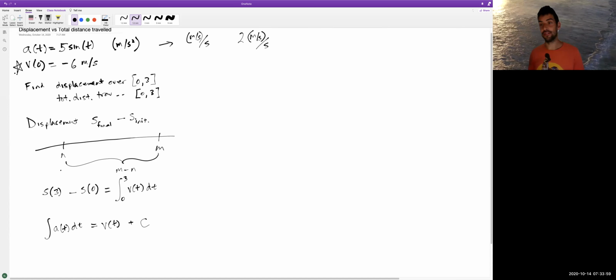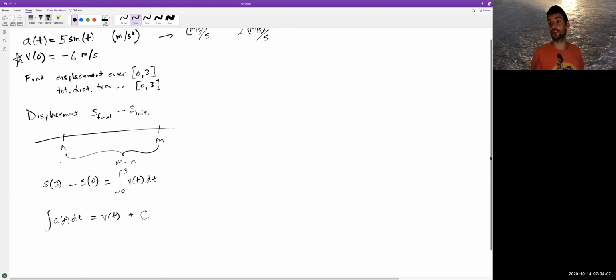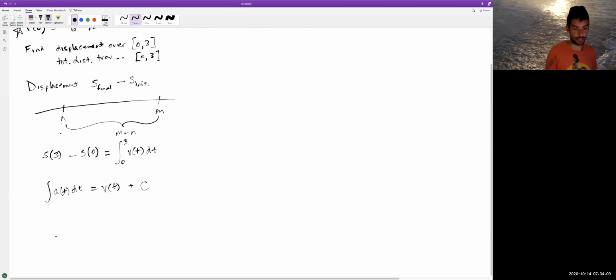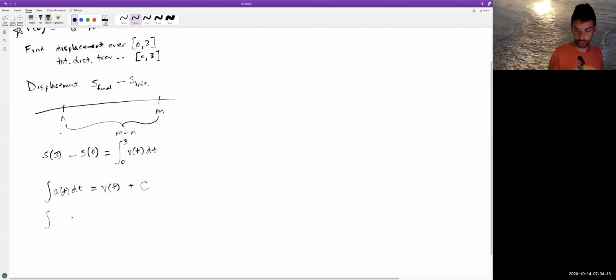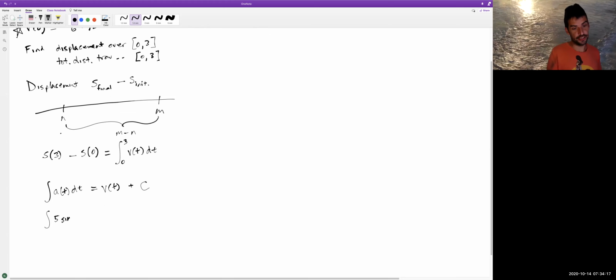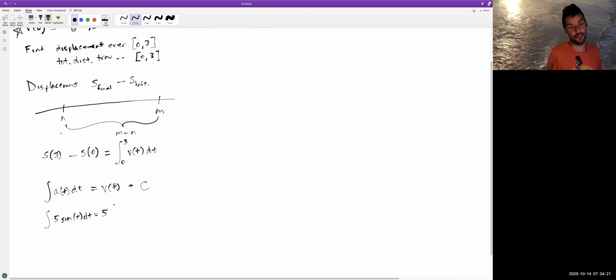Notice we have that information. So we'll be able to find out how much our velocity has changed by. We'll know what the velocity was when we started, so we'll be able to get our actual velocity. So let's go ahead and do this. So I'm integrating my acceleration function, which was 5 sine of t. Right? If I want to use my properties of integrals, I can rewrite it this way.